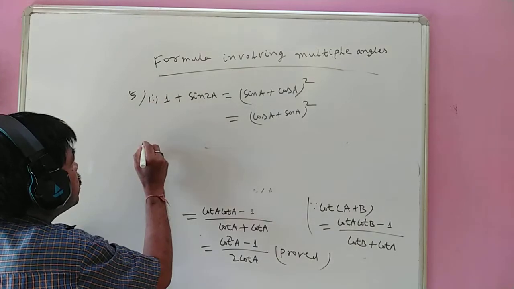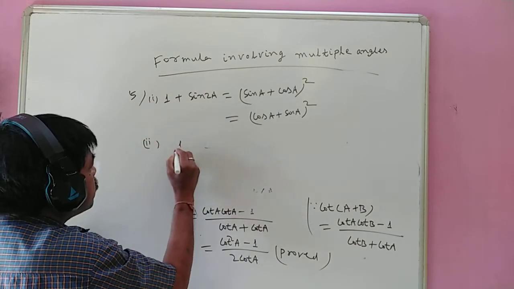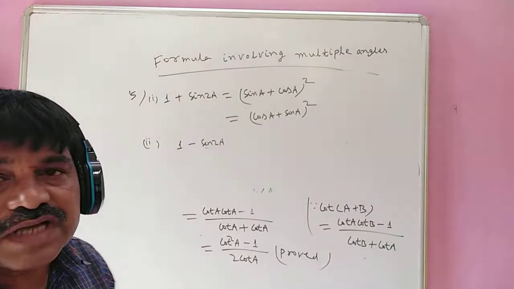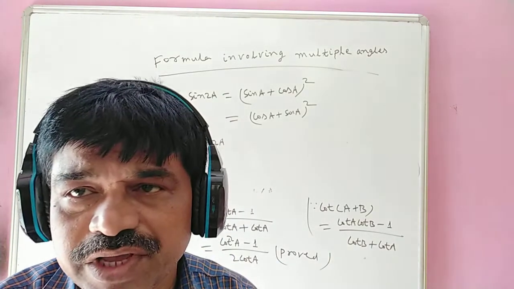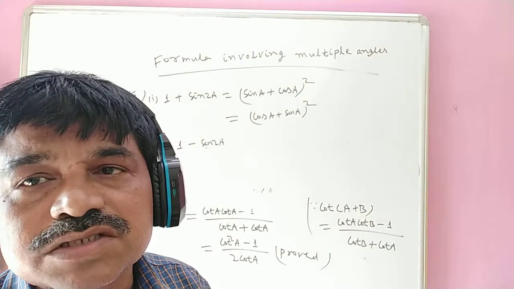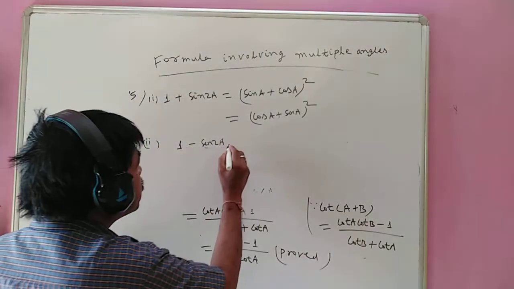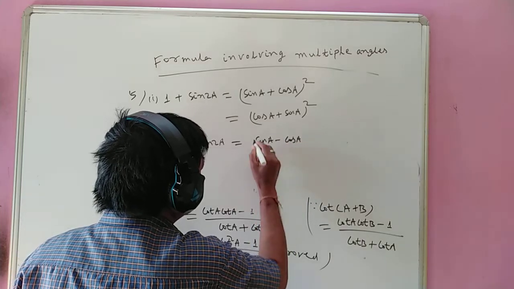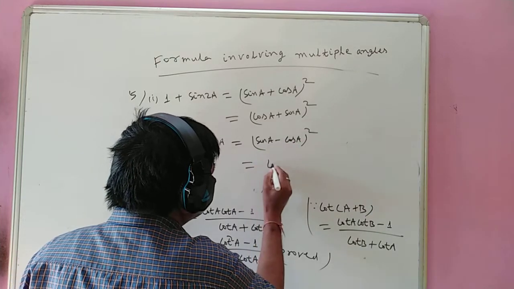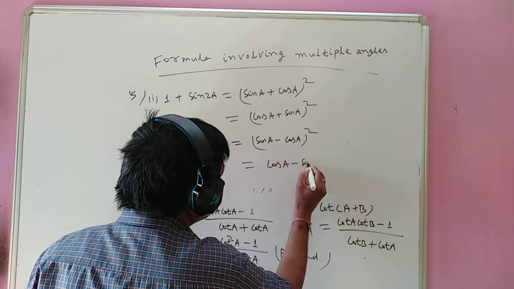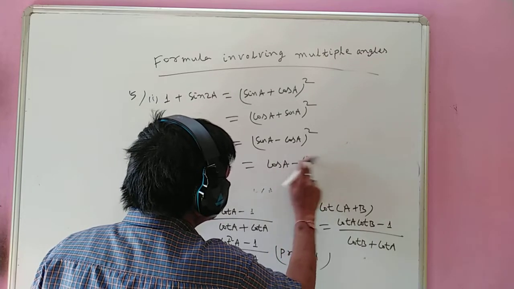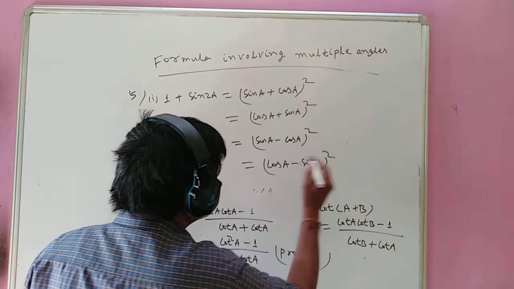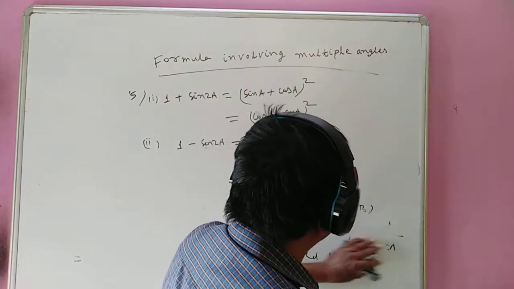Then for the second bit, write 1 minus sin 2A. What is 1 minus sin 2A? It will be (sin A minus cos A) whole square, or you can also write (cos A minus sin A) whole square.